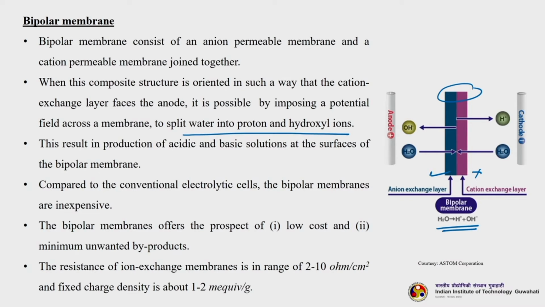Now, compared to conventional electrolytic cells, bipolar membranes are inexpensive. That is why they are gaining a lot of attention nowadays. The bipolar membrane offers the prospect of low cost as well as minimum unwanted byproducts. Here the byproduct formation is very low and the cost is also low, so they are gaining more acceptance in industries. The resistance of the ion exchange membrane is in the range of 2 to 10 ohm per centimeter square and the fixed charge density is about 1 to 2 milli equivalent per gram.